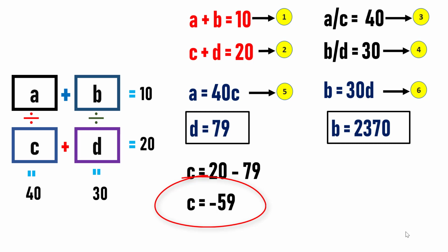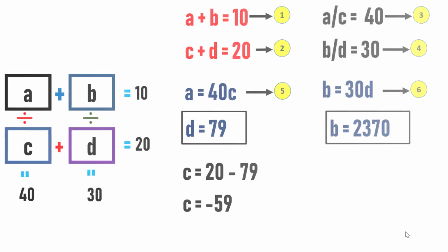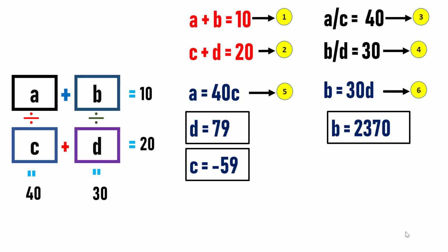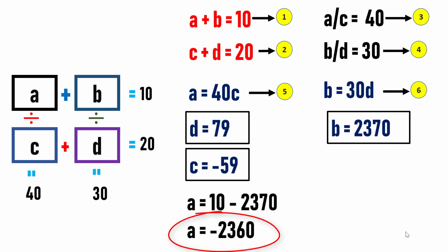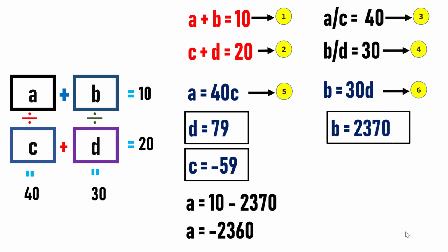Now we have the values for the boxes D, B and C. Now let's check the value of A. From equation 1, A plus B equals 10. Now we know the value of B. Substituting the value of B, the equation becomes A equals 10 minus 2370. After solving this, we get minus 2360. This is the value of A.